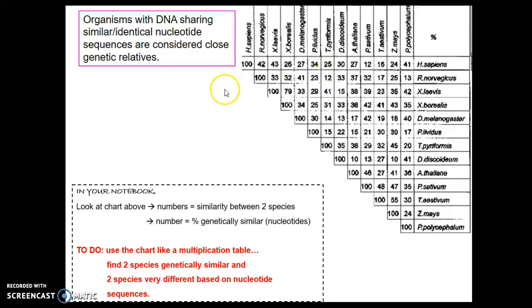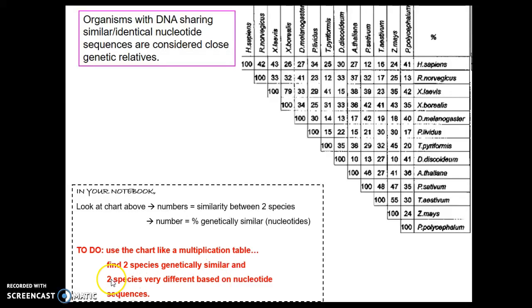Okay. The task here, it says to use the chart like a multiplication table, which we've done already. It says find two species that are genetically similar. So using this table, find a number, the highest number possible, not counting the 100s. The 100s you skip. The hundreds are just when you compare one species to itself. And of course, if you compare yourself to yourself, you're 100% similar. Skip the hundreds and find a value other than 100, the highest one, and you would respond in your notes with that.